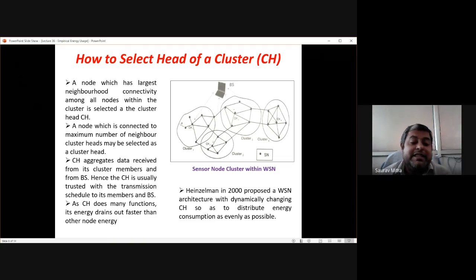The cluster head does many functions. Its energy drains out faster than other node energy. It is not only doing data transmission, but also data sensing, data processing, and taking some decisions. So the cluster head is doing a lot of bigger, higher-level functions, because it is in between the base station and the simpler sensing nodes. That's why cluster heads waste more energy, and we find that cluster heads come to the zero energy level very fast. That is a negative side of the cluster head. We have to remember that a cluster head gets discharged very fast.